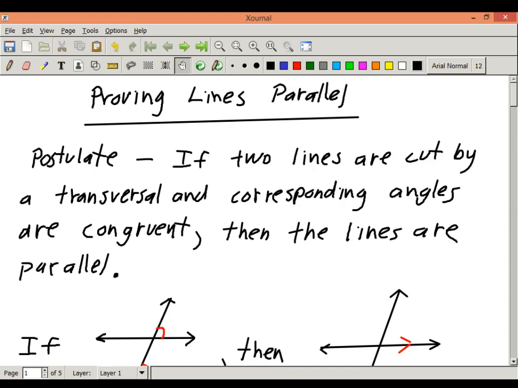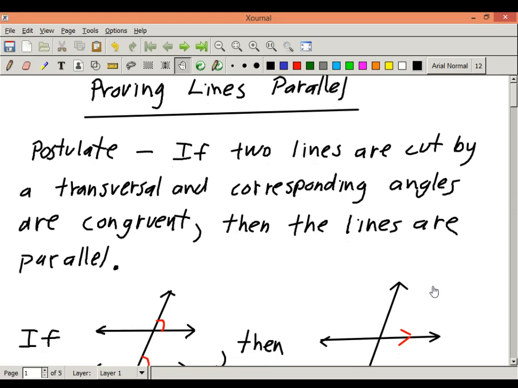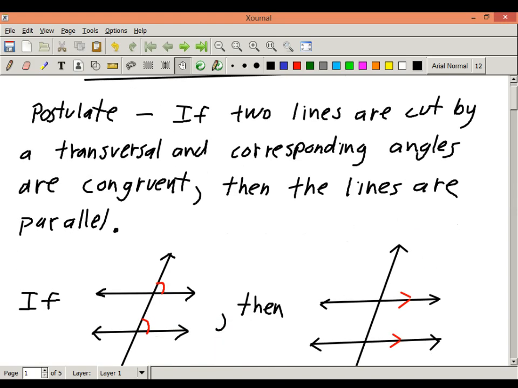Our first postulate says, if two lines are cut by a transversal and corresponding angles are congruent, then the lines are parallel. So all four of these theorems today are how to prove lines parallel. We're not starting with the lines parallel. We are proving that they're going to be parallel. So this postulate, which is accepted without proof, I put a little picture diagram in instead of a proof.